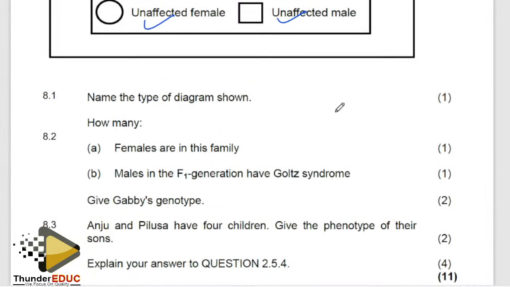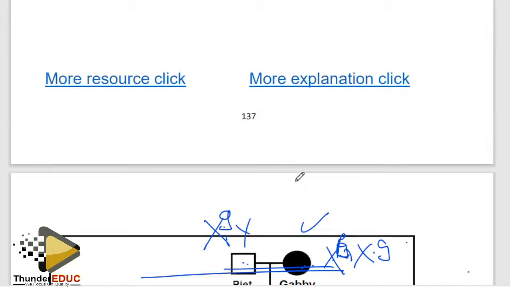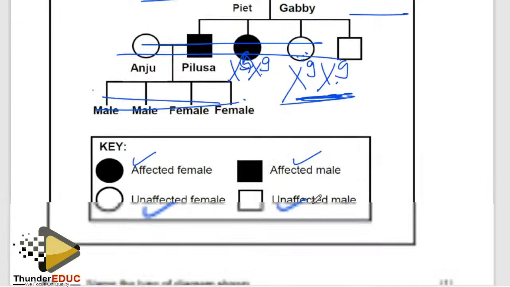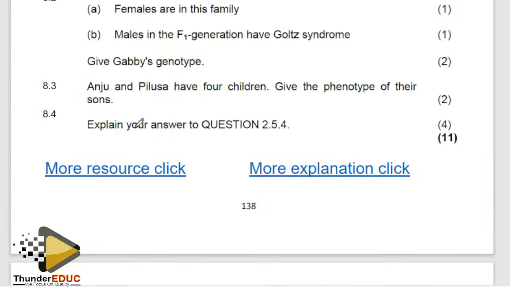Then they ask, give the genotype of Gabi. We talked about it because they produce a kid who is not sick. Guys, please take note which one is caused by a dominant allele and which one is caused by a recessive allele. They will have to specify that it is caused by a dominant allele. Is it clear? Okay, we're done with that.